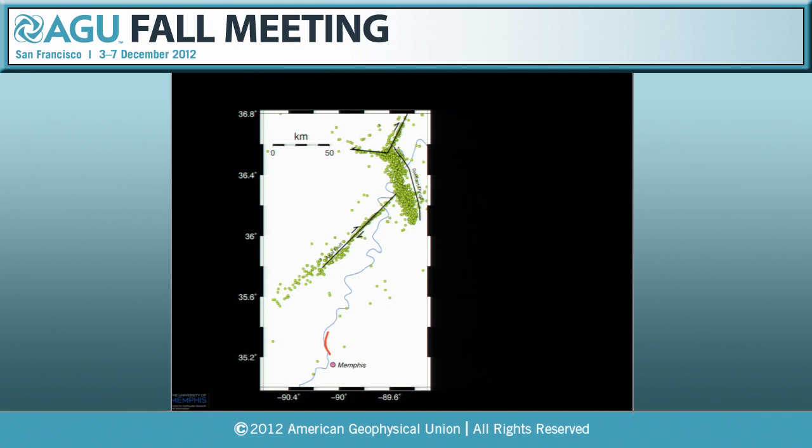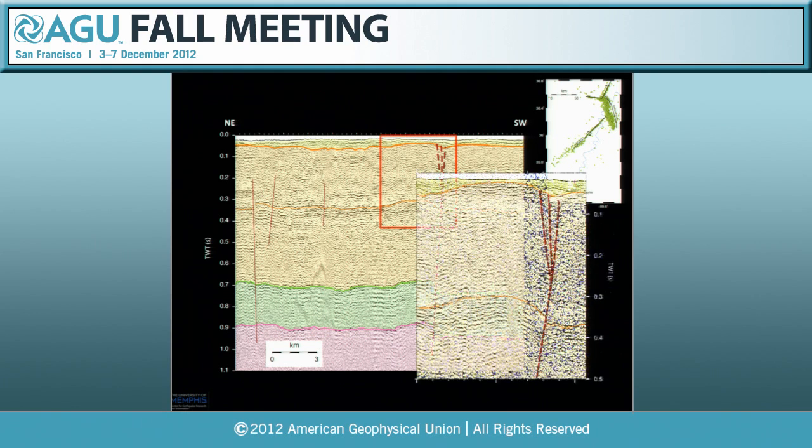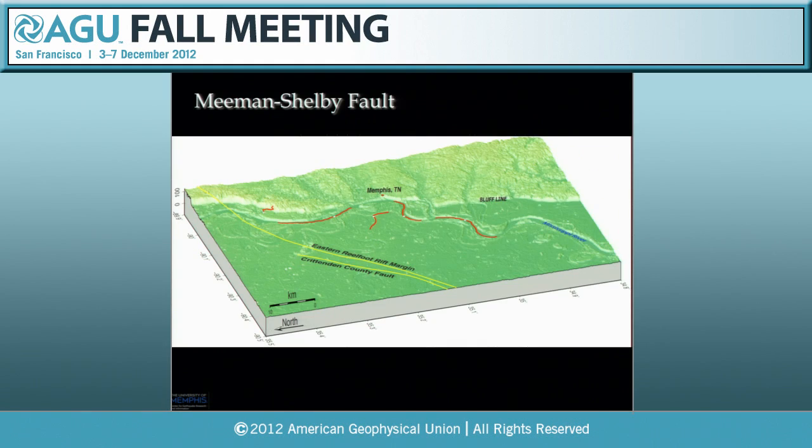We're now 100 kilometers south of the New Madrid seismic zone along the Meeman-Shelby fault. Similar structure, similar deformation, very young. This is 25 meters of elevation across this crest. And we follow this fault along several intersections of the river, and we've been able to trace it.